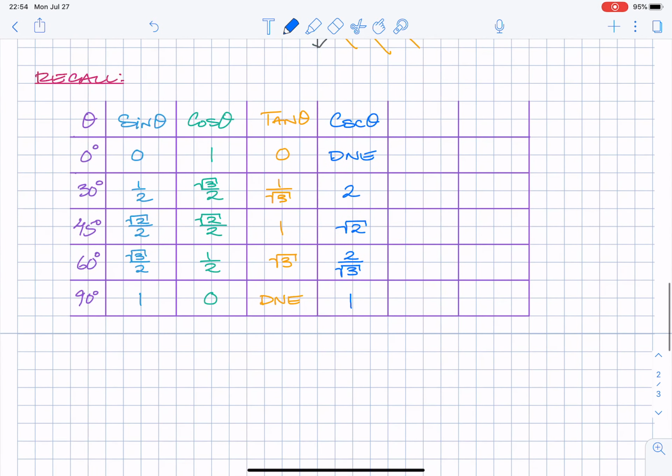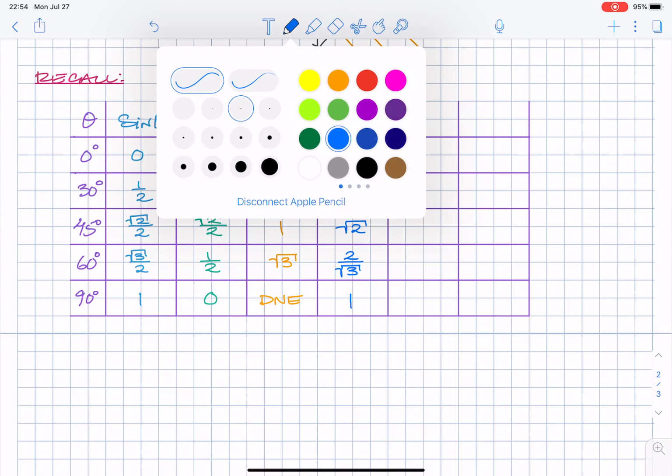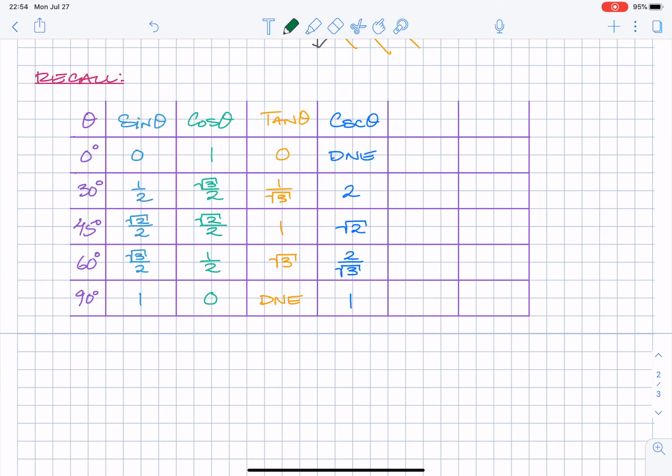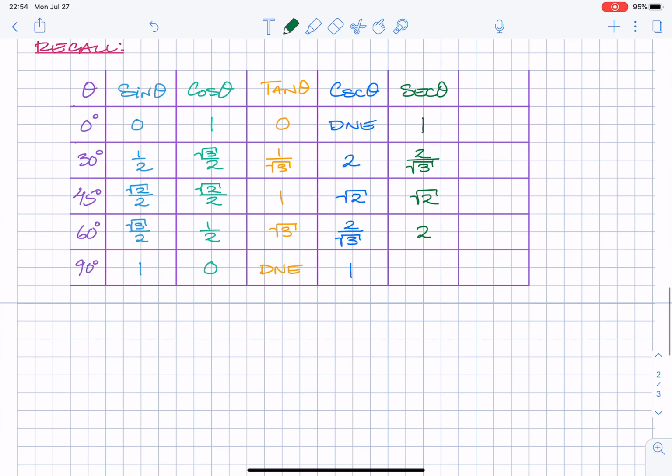Okay. Now let's take the reciprocal to cosine, which is going to be secant. Ugh, that's such a terrible color, isn't it? Sorry about the bad color scheme. Okay, 1 over 1 is 1. Then we'll have 2 over the square root of 3. The reciprocal to root 2 over 2 rationalizes to root 2. Reciprocal to 1/2 is 2. And thou shalt not divide by 0. So the reciprocal to 0 does not exist.